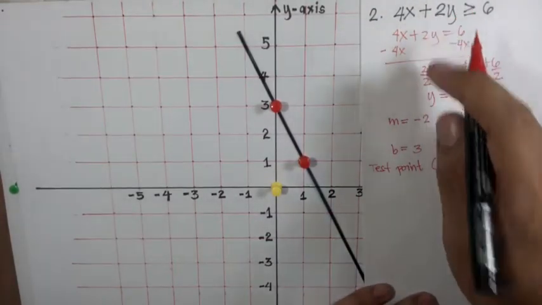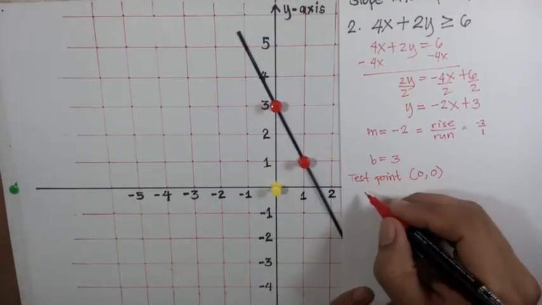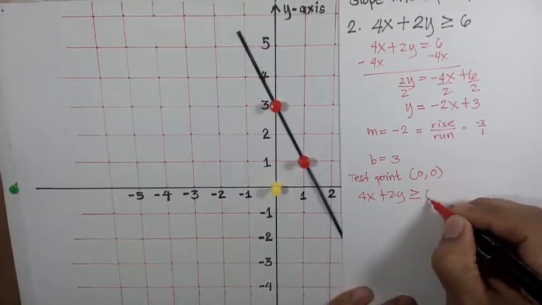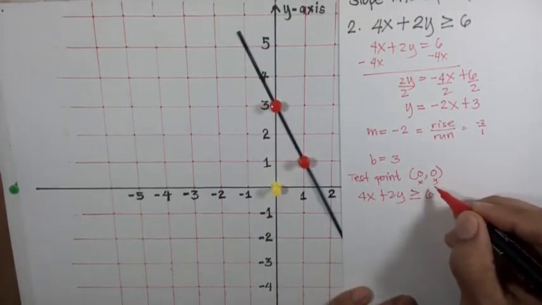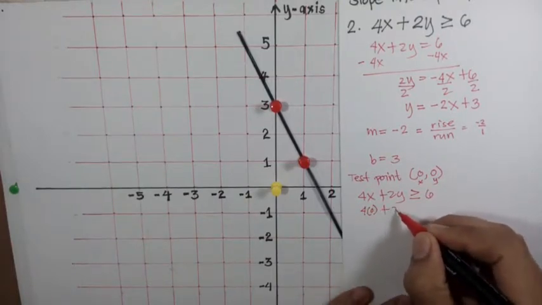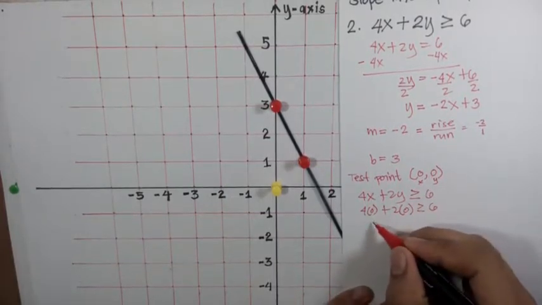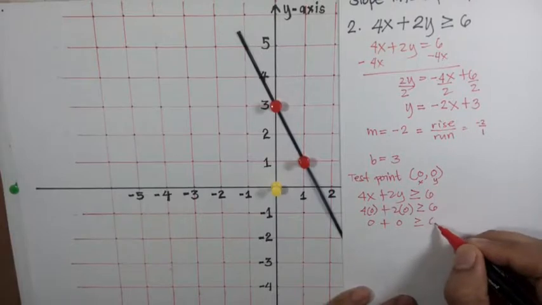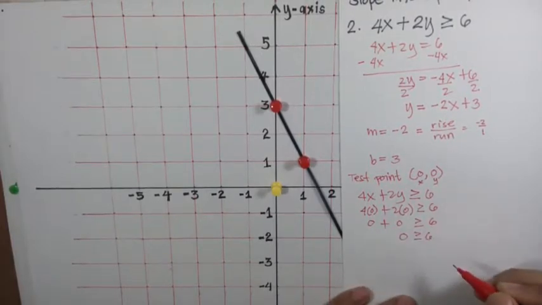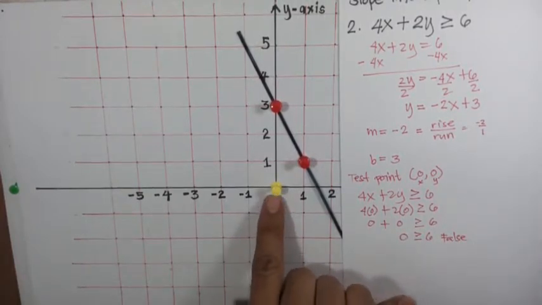So to test this one, you go back to our inequality. That is 4x plus 2y is greater than or equal to 6. This is our x coordinate and y coordinate. Our x coordinate is 0. 4 times 0 plus 2 times y, which is 0 also. This one is 0 plus 0. This one is 0. Is 0 greater than or equal to 6? Is it true? That is false. So meaning to say, this is not the solution.